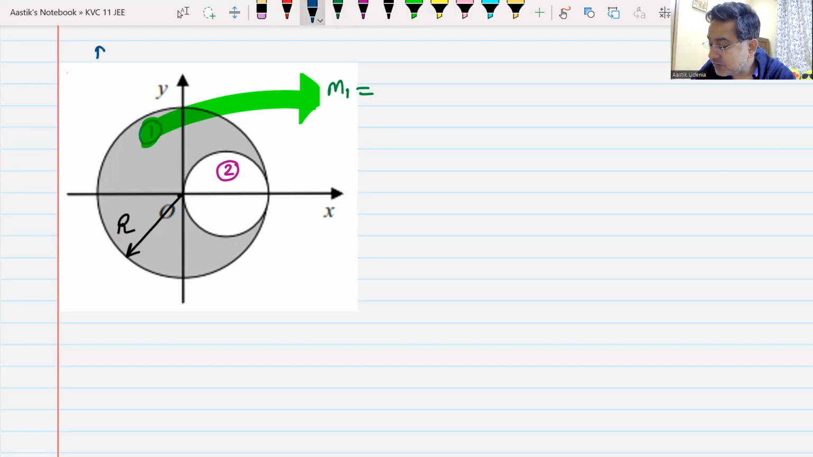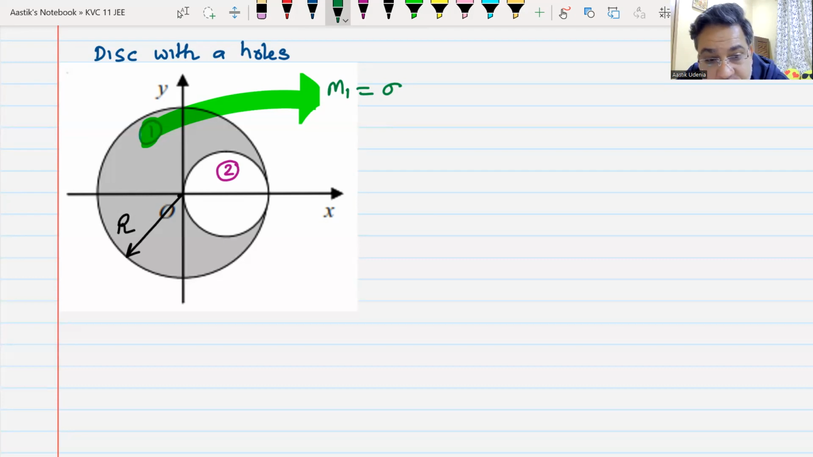This is a disk with a hole. Mass by area, sir. Okay. Mass by area. We call it mass density. I don't call it rho. I call it sigma. Sigma is mass per unit area. So sigma multiplied by area. How much is the area of this first body, the disk without the hole? Pi r square. That is absolutely correct. It will have positive mass.